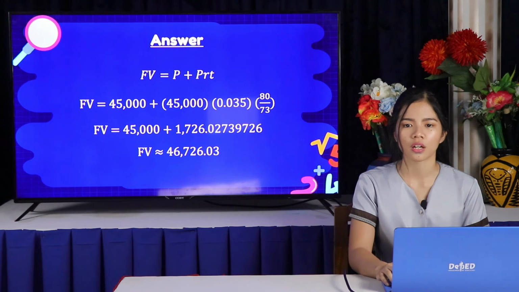1,726.03 pesos. Let's continue our calculation by adding the principal and interest. FV is approximately equal to 46,726.03. Thus, Sophia must pay 46,726.03 pesos upon maturity of her loan, which includes 1,726.03 pesos as the interest.